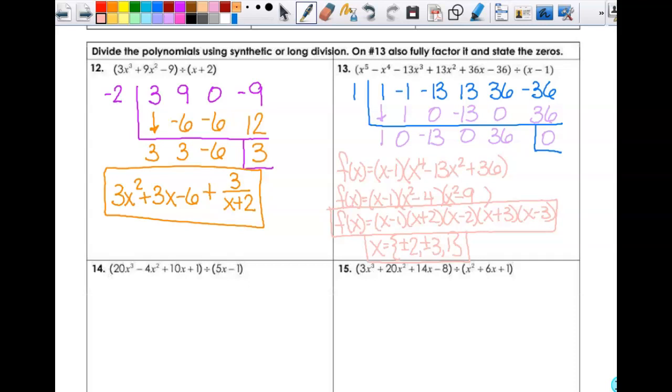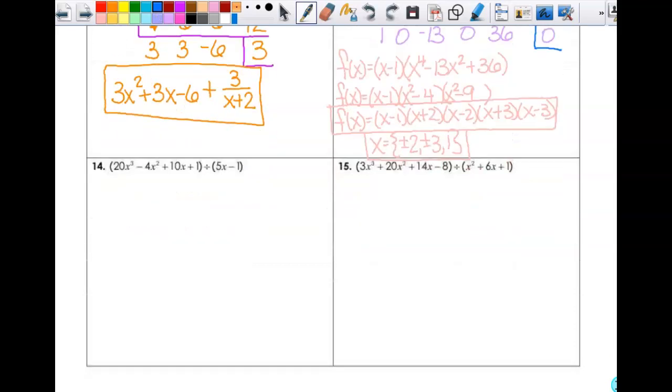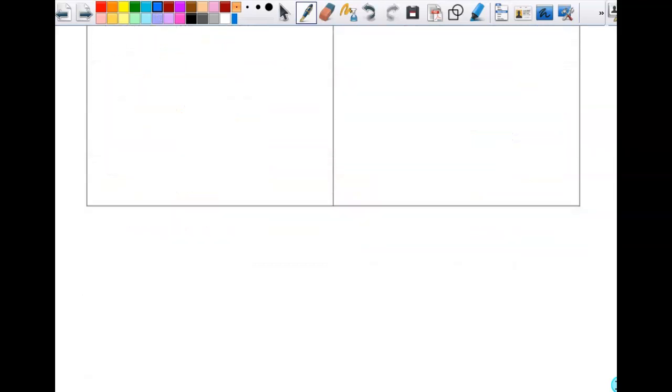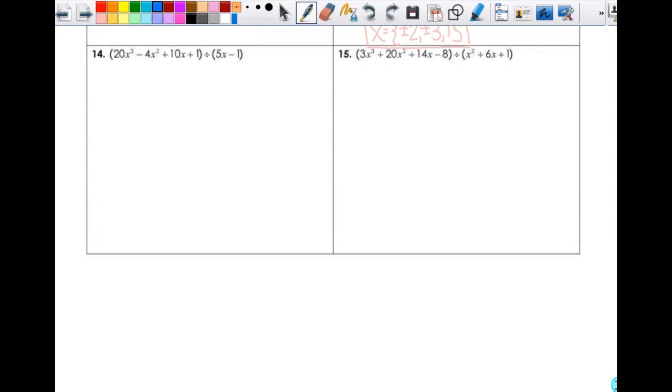All right. When I look at the next one, I cannot use synthetic division because I have a 5 here. Okay, so I'm going to have to use long division. So when I do my long division, 5x minus 1 goes on the outside. On the inside, I'm going to have 20x cubed minus 4x squared plus 10x plus 1. Remember to look for missing terms. This is a cubic. I should have 4 terms. I have 4 terms, so I'm fine.